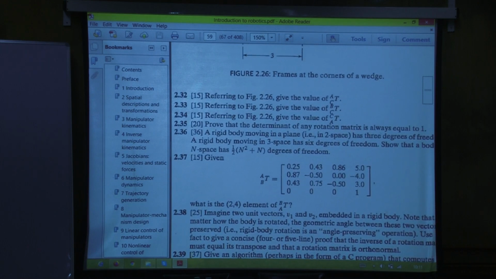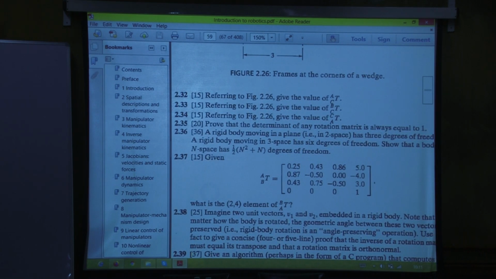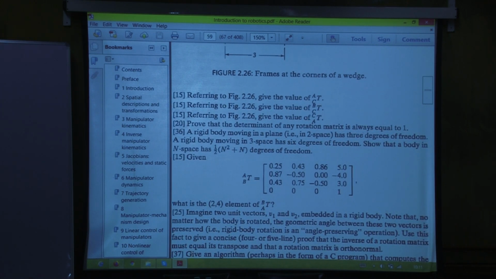Yeah, this is an interesting question. Take this as a challenge. 2.36. Difficulty level is 36. So you can take this as a challenge question.